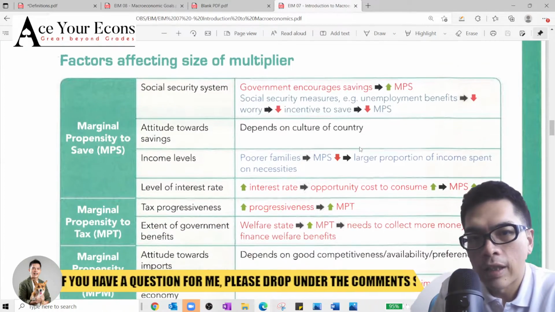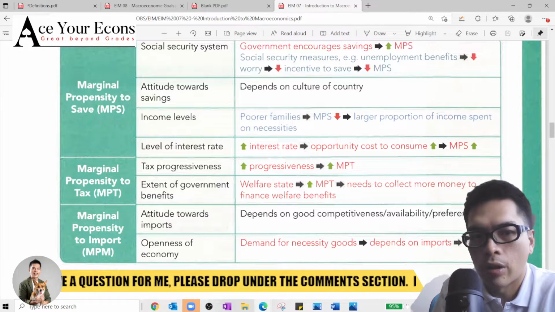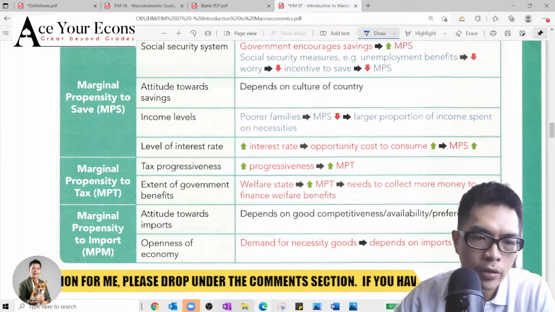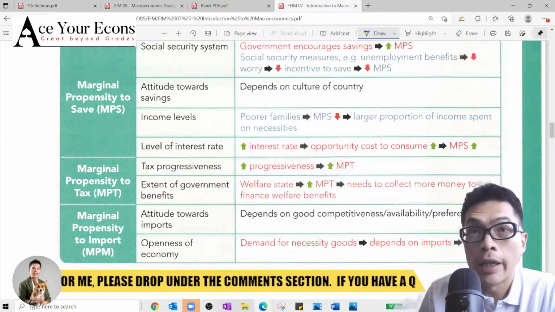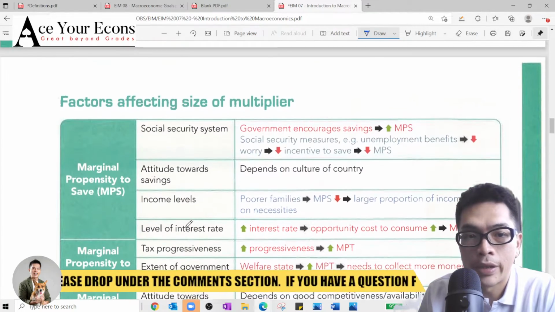Okay, factors affecting size of your multiplier. You can see that these three are your culprits. There's a fourth one though: MPC also plays a part. Later on in the practice questions, you may want to look out for factors that affect your MPC.